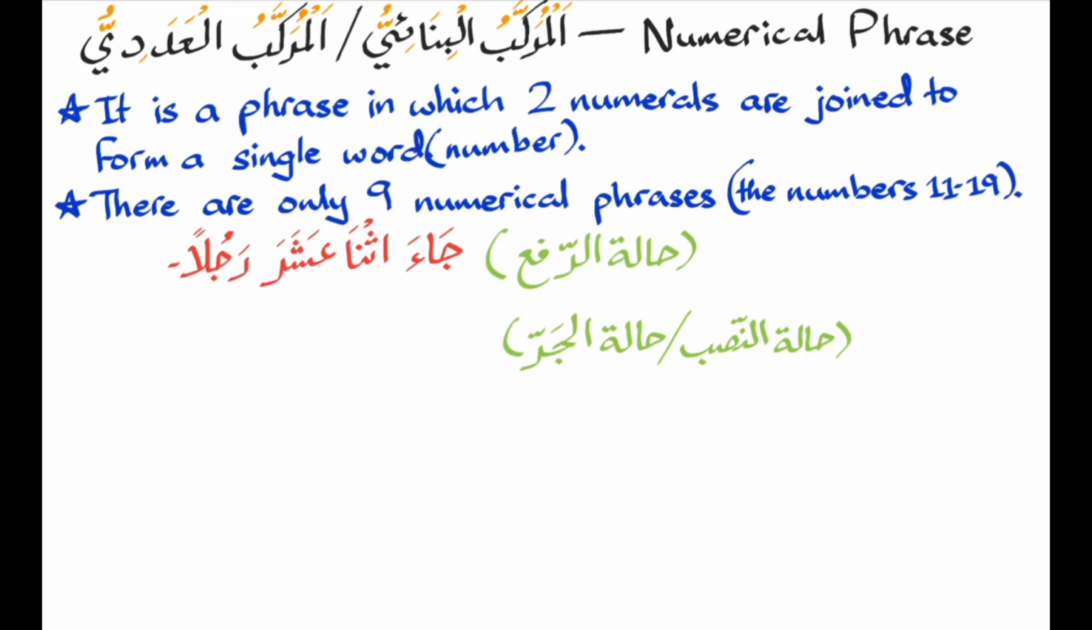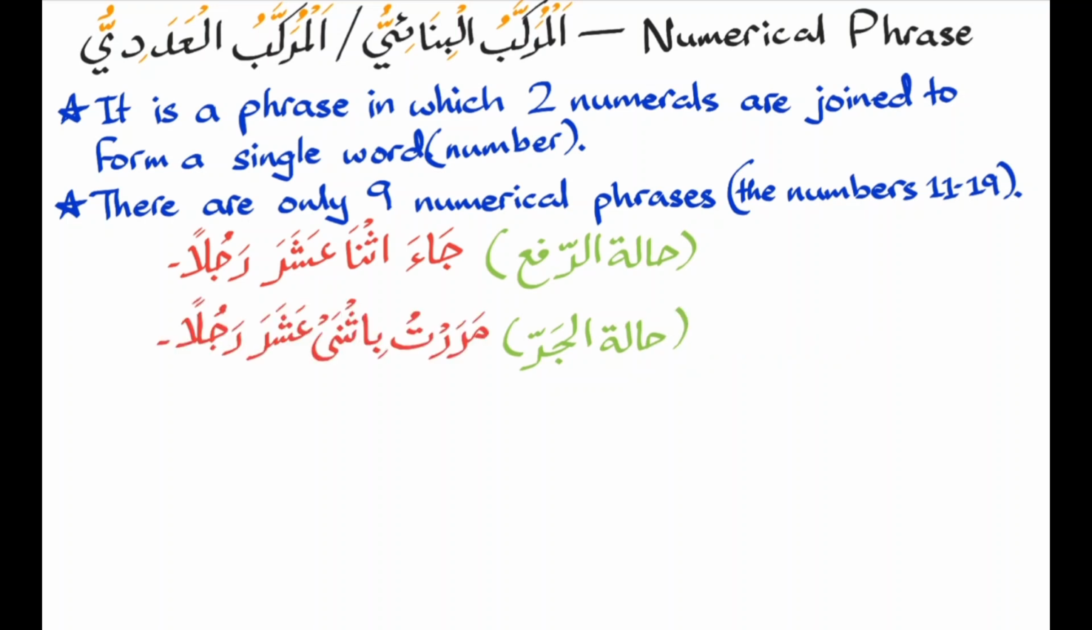This is an example of halatul rafa. Ja'a ithna ashara rajulan. Ithna ashara is the fa'il of ja'a. Ja'a means to come. So ja'a ithna ashara rajulan means 12 men came. So since ithna ashar is a fa'il and therefore in halatul rafa, it's going to stay as ithna ashar. Now let's take an example of halatul nasab or halatul jar. This is an example of halatul jar.